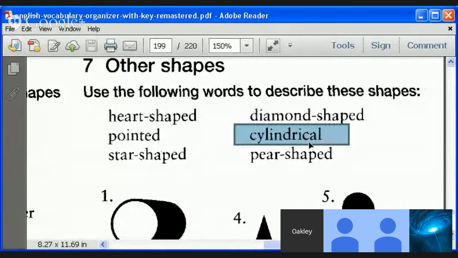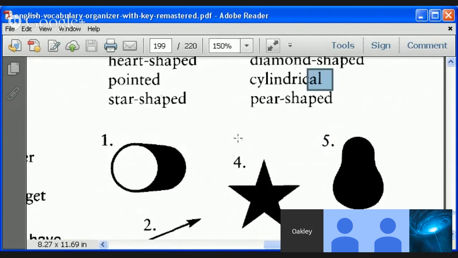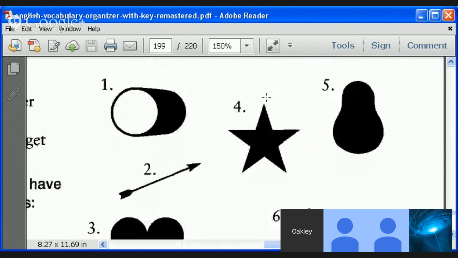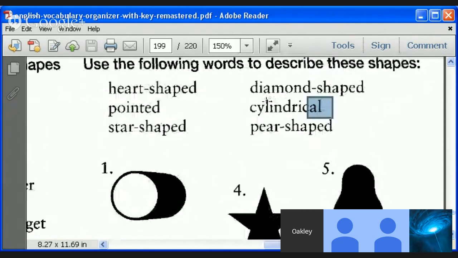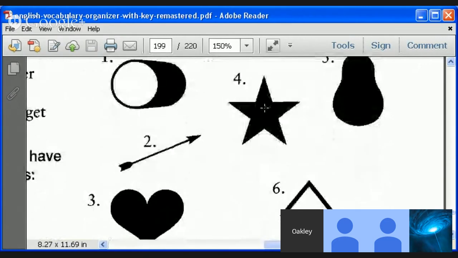So cylindrical. This is octagonal. The -al ending we often use as the adjective form. It is very close to the Portuguese word. Is it? Yeah, it's very close. All right. But I didn't remember the Portuguese word as well.